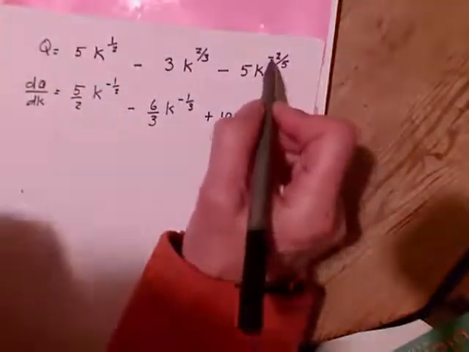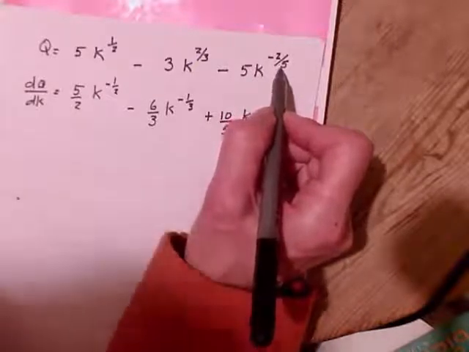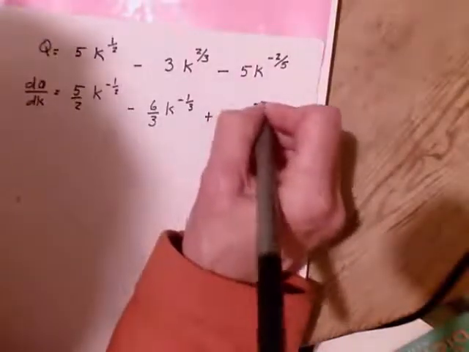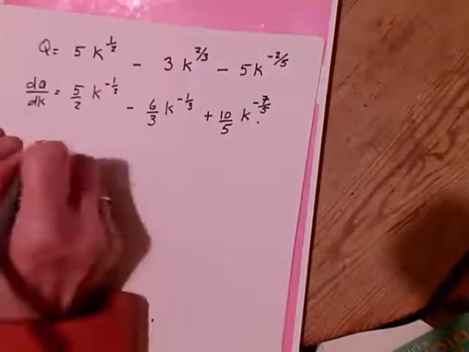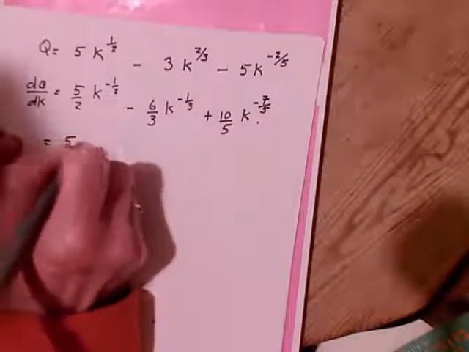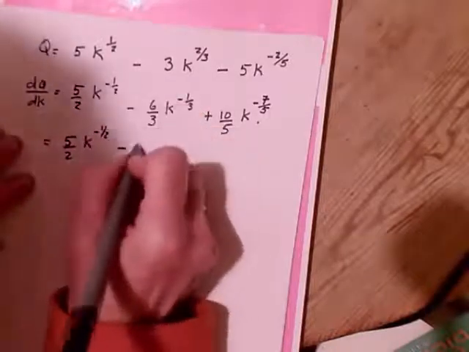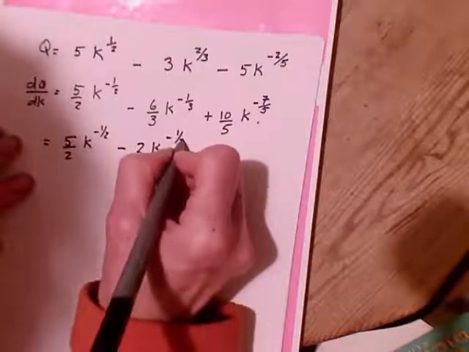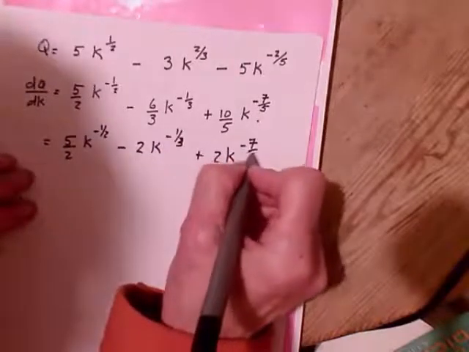We've got minus 2/5, we now have to subtract 1 from that, which is the same as subtracting 5 over 5. So I'm going to get minus 7 over 5. So just tidy that up, we get 5 over 2k to the minus a half, minus 2, 6 over 3 is 2, oops, yeah, 2, k to the minus a third, plus 2k to the minus 7 over 5.